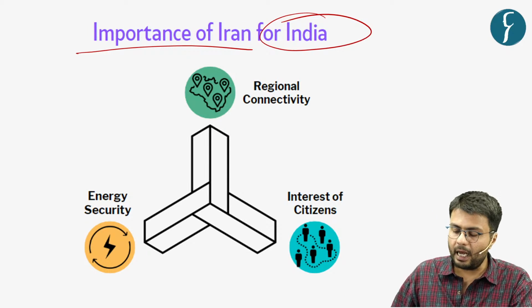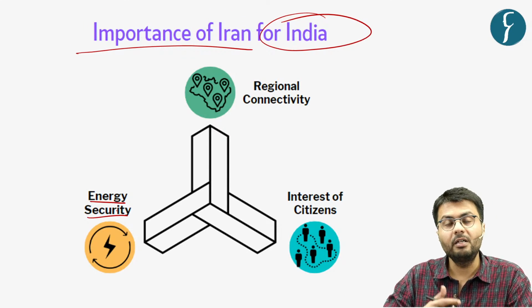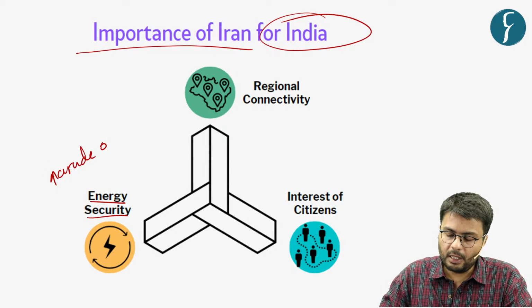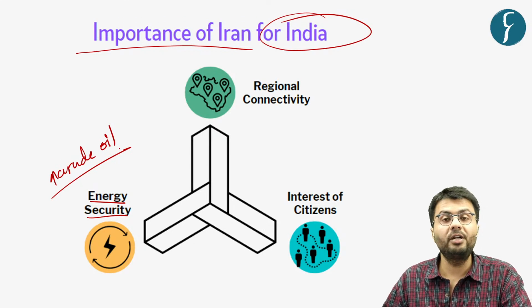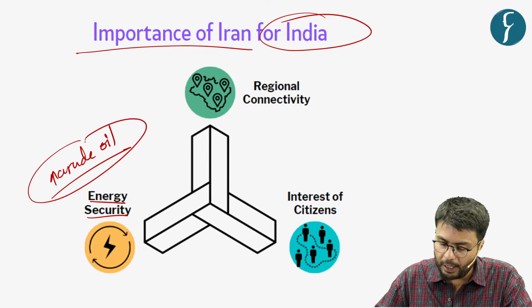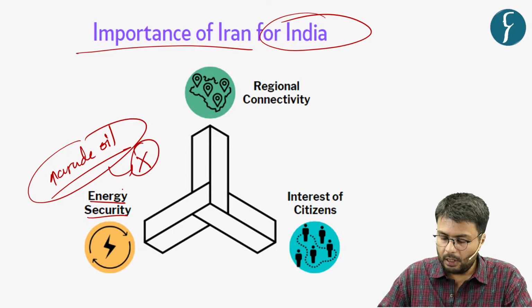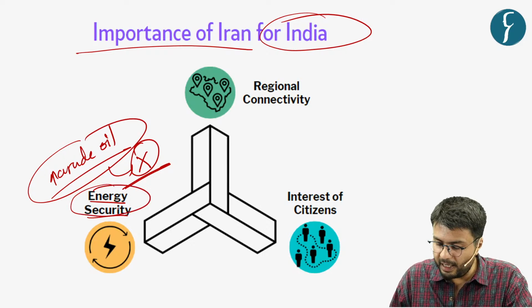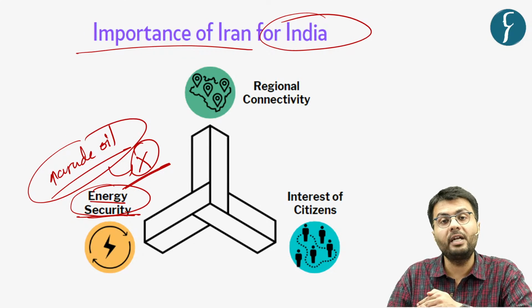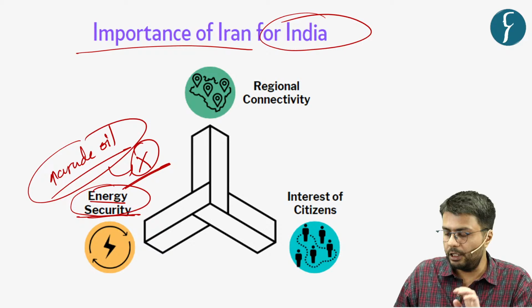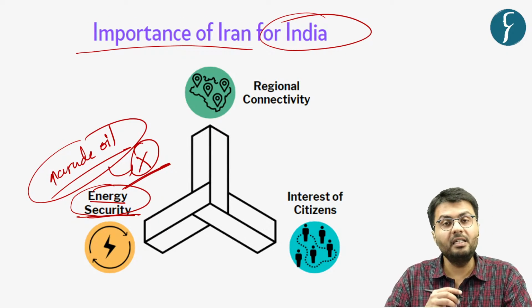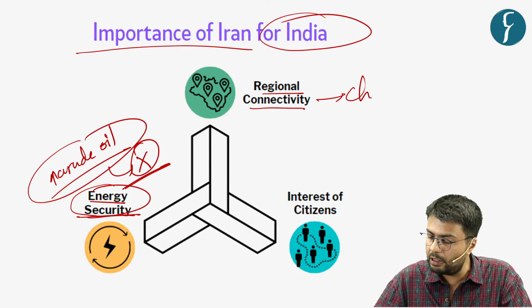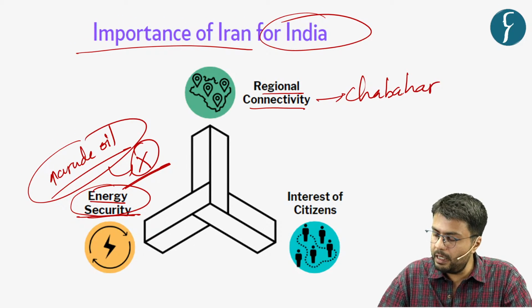First of all, Iran provided India with supplies of crude oil. However, since Iran was sanctioned by the Western nations, India had to minimize its purchase of crude oil from Iran. So, this in a way affected India's ability to secure its energy needs. Understood? Further, India is undertaking regional connectivity projects, especially with respect to construction of Chabahar port in Iran.